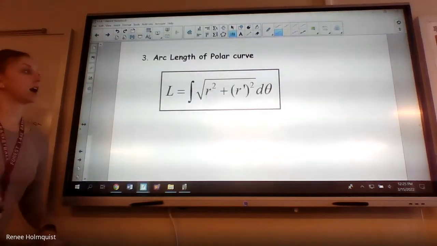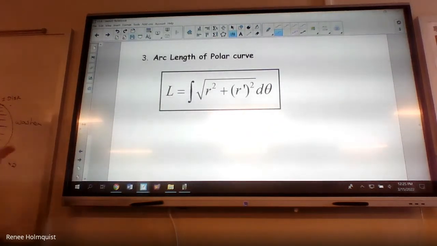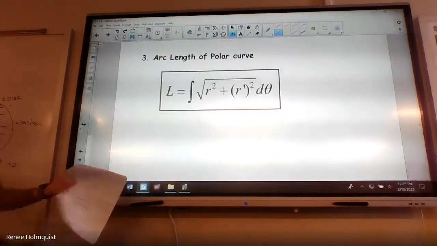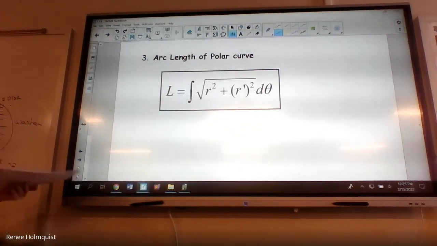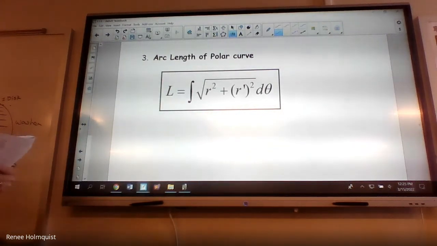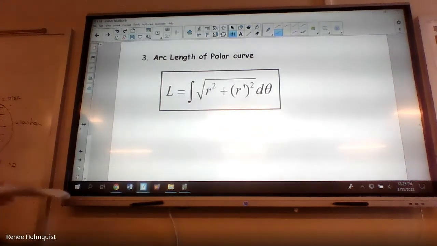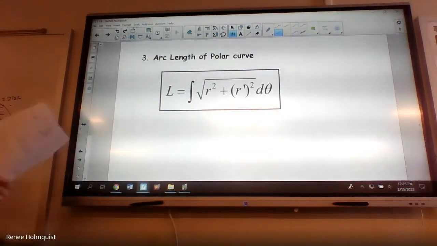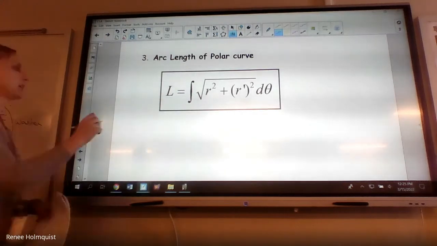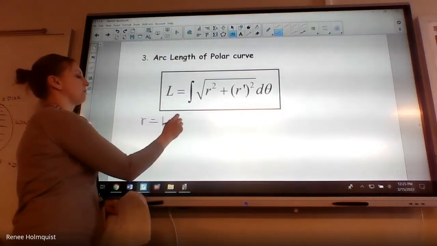All right. Arc length. So you've done arc length in a couple different contexts. You did it normal. You did it with parametrics. Here's your polar version. So I figured we'd do one. I made up one example to throw in at the end. But let's just do the cardioid that we had above.